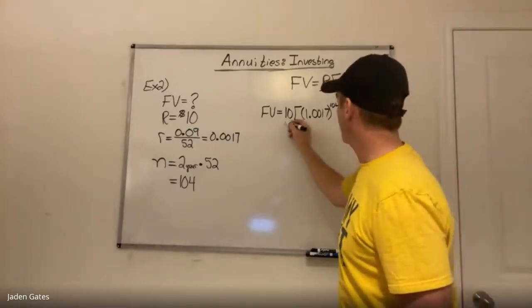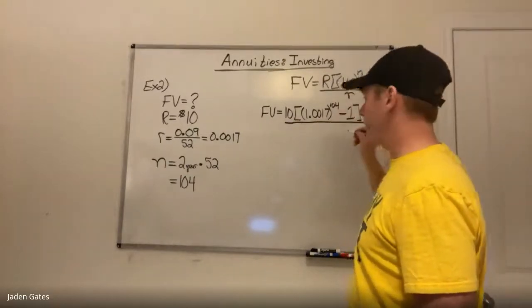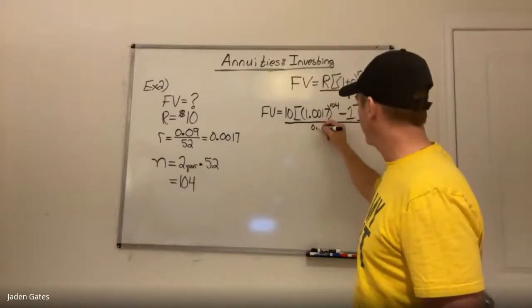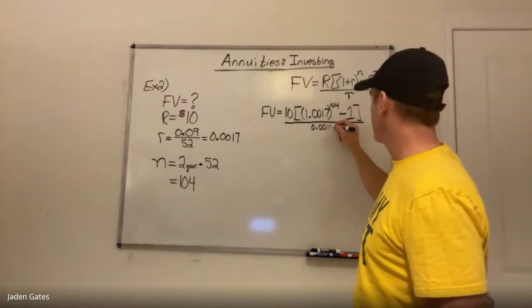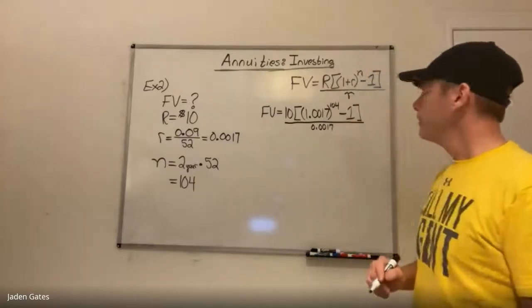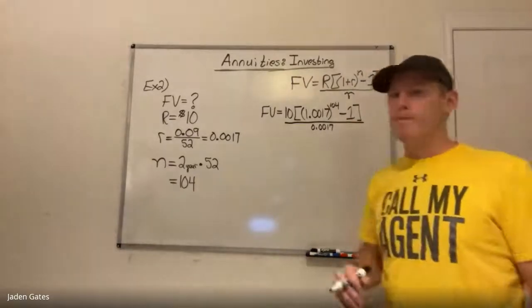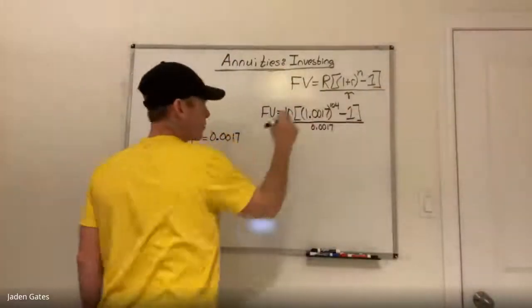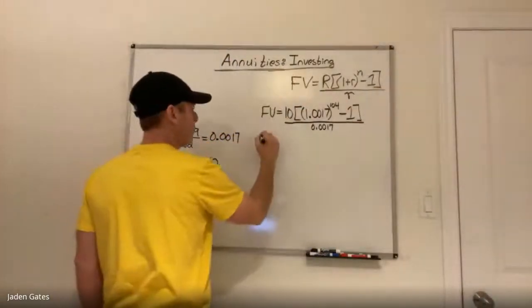And again, don't forget the denominator. I don't know how many people always do that. They're like, why is my number so small? Well, it's because you forgot to divide by, in this case, 0.0017. All right, so now I got everything substituted in. Heading to the brackets again with BEDMAS, I'm going to do my 1.0017 to the power of 104.